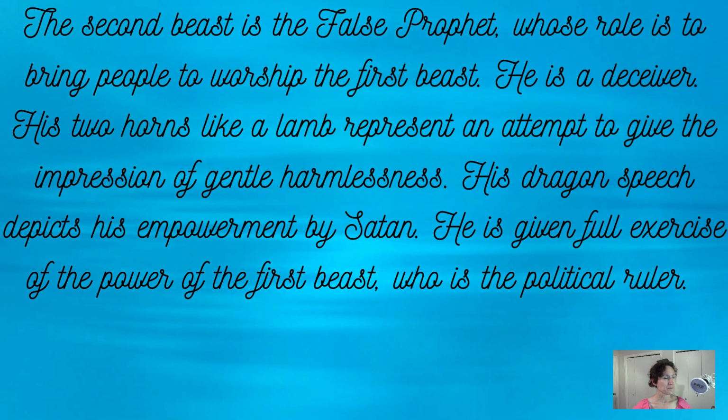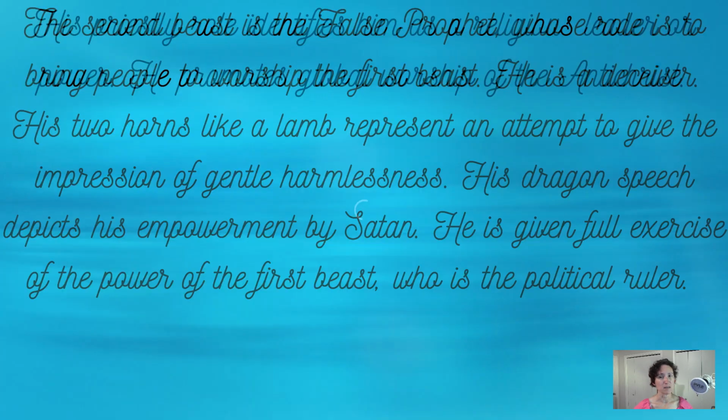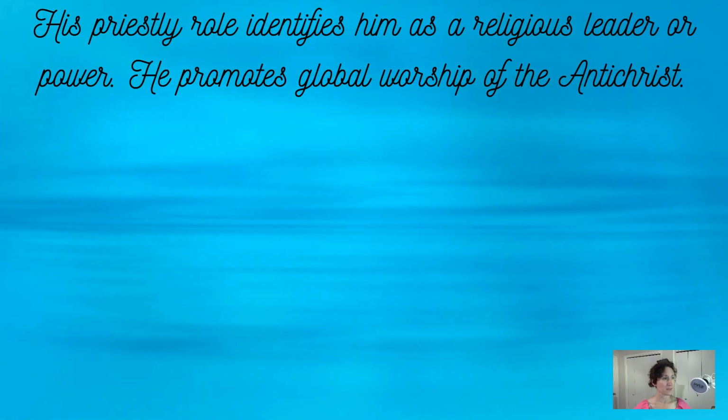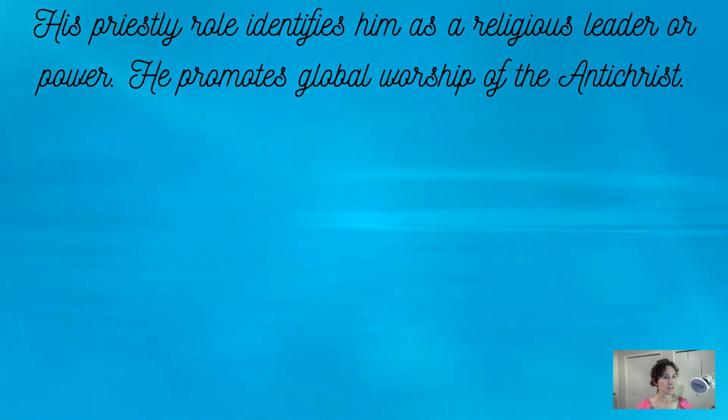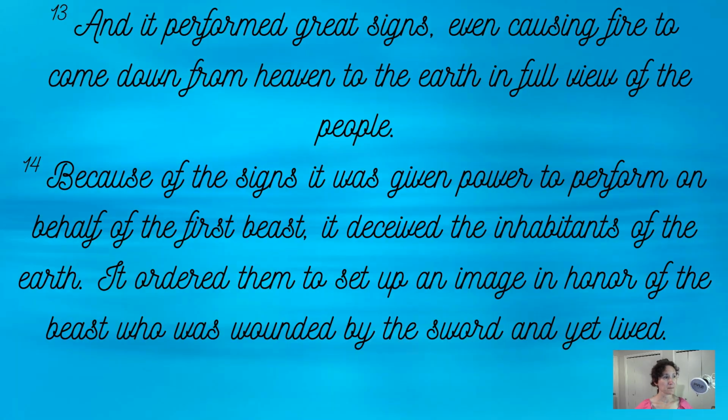He is a deceiver. His two horns, like a lamb, represent an attempt to give the impression of gentle harmlessness. His dragon speech depicts his empowerment by Satan. He is given full exercise of the power of the first beast, who is the political ruler. His priestly role identifies him as a religious leader or power. He promotes global worship of the Antichrist.